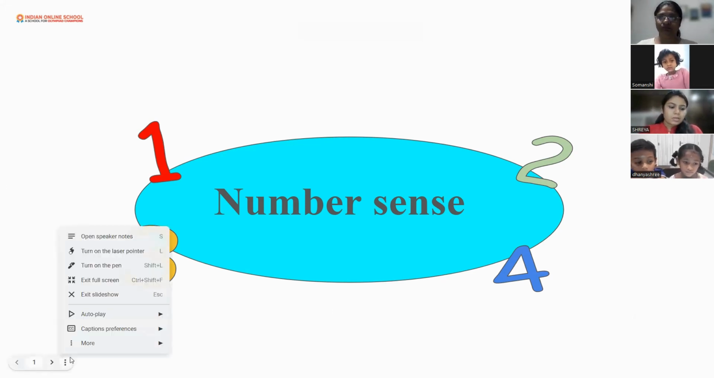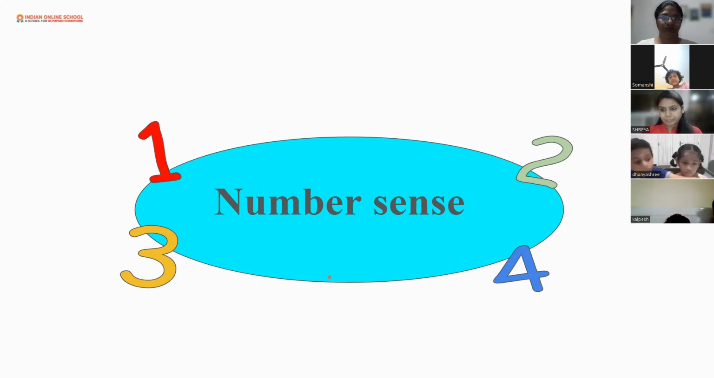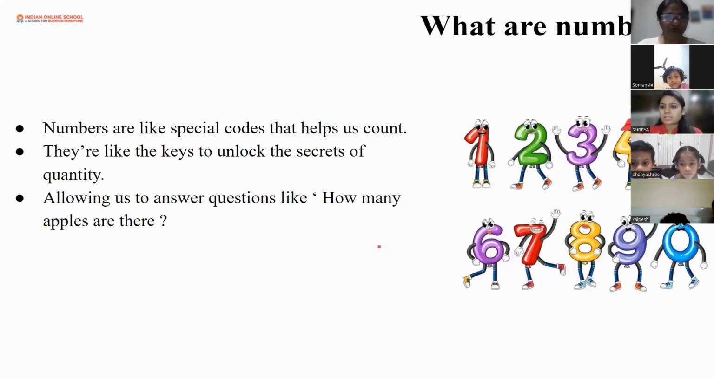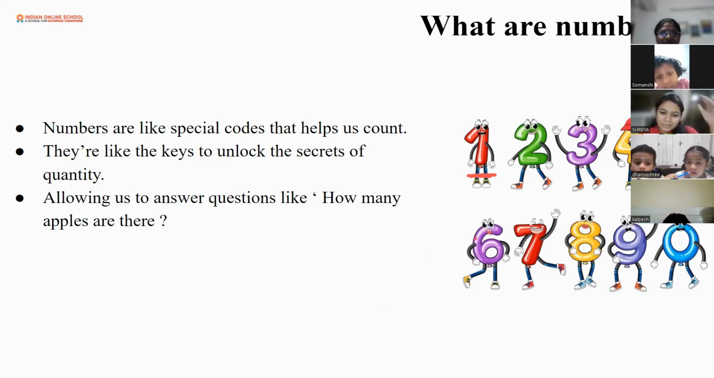Okay? So, number sense. As I said, maths is all about numbers. Can you see some numbers? Some are lazy. One is the first number, so lazy, standing still. Two is trying to be active. Three has started dancing. Yes or no? Until five, five is completely chilled out. Yes or no? Yes, ma'am.